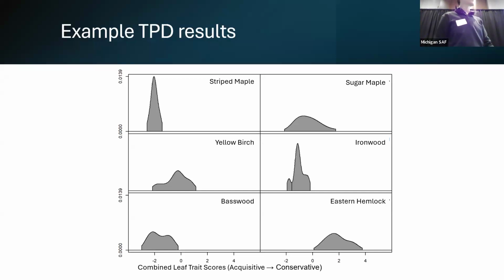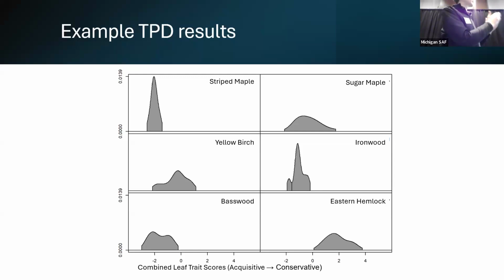most conservative. And you can see that some species have more variability in traits, like sugar maple or eastern hemlock, and some species, specifically understory species only, like striped maple or ironwood, where they're not really in the canopy that much.